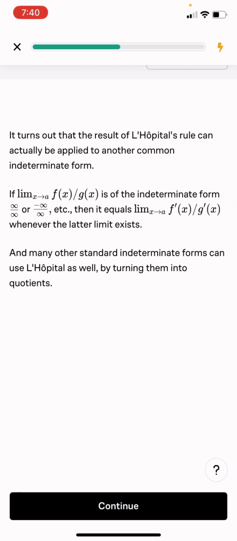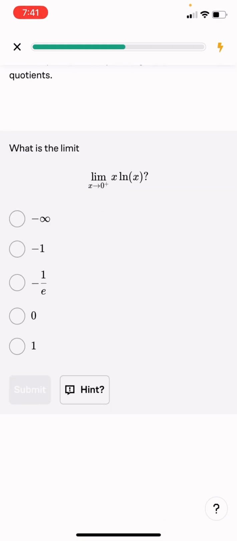It turns out the result of L'Hopital's rule can actually be applied to another common intermediate form. If the limit as x goes to a of f(x) over g(x) is of the intermediate form infinity over infinity or negative infinity over infinity, etc., then it equals the limit as x goes to a of f prime of x over g prime of x, whenever the latter limit exists. And many other intermediate forms can use L'Hopital's rule as well by turning them into quotients.